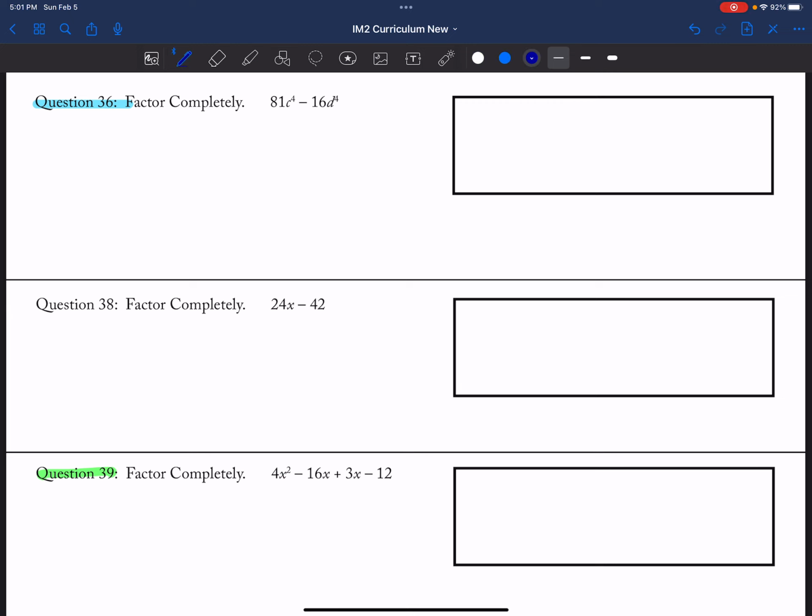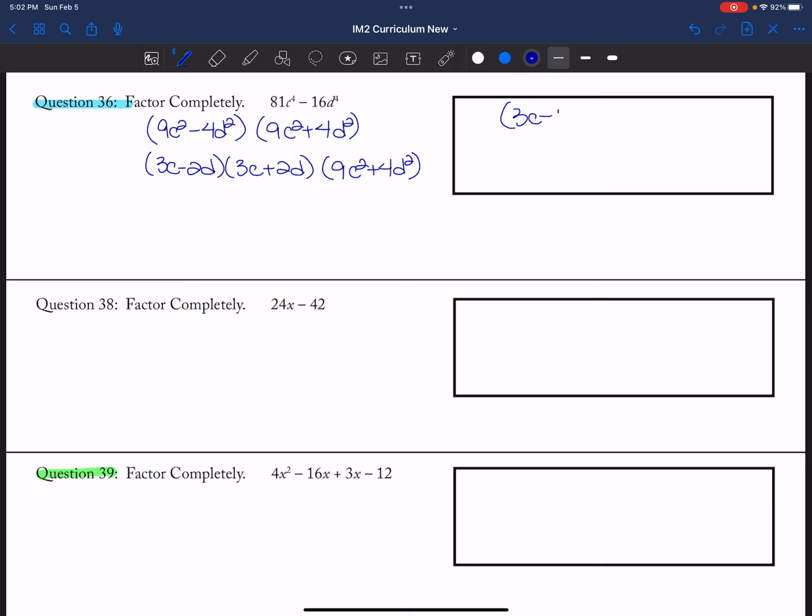Looks like a difference of squares. So this looks like a 9c squared minus 4d squared, and then a 9c squared plus 4d squared. So then this is a 3c minus 2d and a 3c plus 2d, and then a 9c squared plus 4d squared.